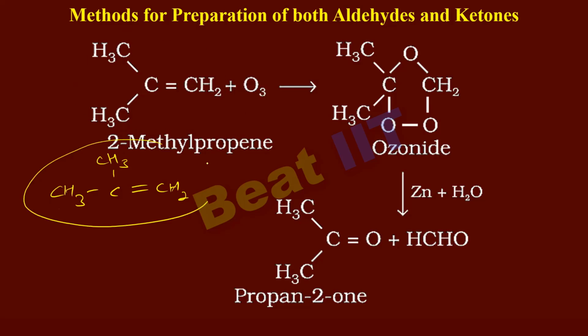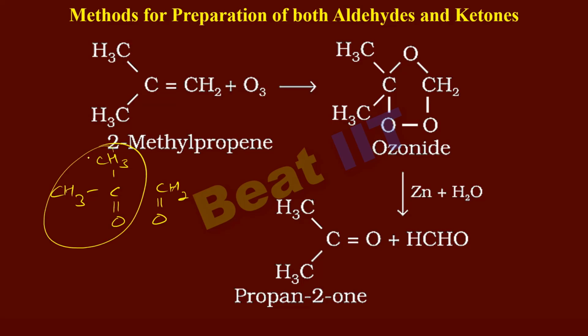What you will do in this product, you remove the double bond and place the double bond here with O. I am repeating, remove the double bond wherever it is, and have the double bond O on both the carbons. So this is CH3CO, CH3, and this is HCHO. HCHO is aldehyde.